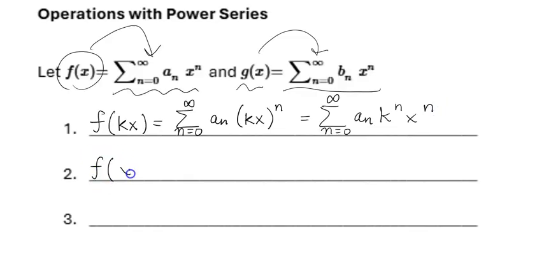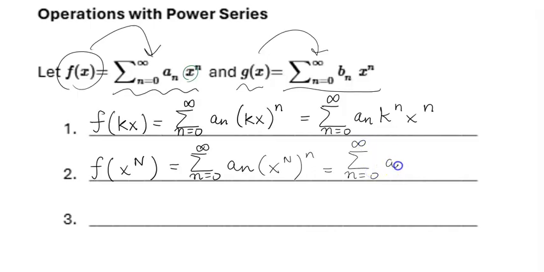We are also allowed to evaluate these power series at different powers of x. So again, I'm just going into the power series and I am replacing the x with x to the capital N. And we do know from rules of exponents that that tells us that we should multiply these exponents.